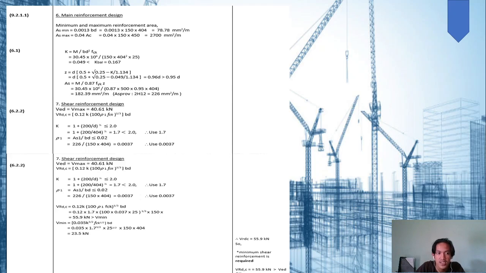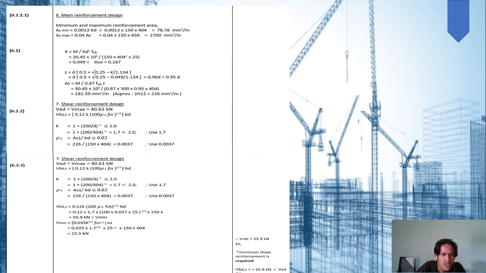For the shear reinforcement design, we choose VEd equal to Vmax, so we take the value of Vmax, 40.61 kilonewton, and then we should calculate the VRd,c. Before we calculate VRd,c, we must calculate the value of k, which we get as 1.7, and then we must calculate the value of rho 1, and we get 0.0037. And then we calculate the VRd,c.